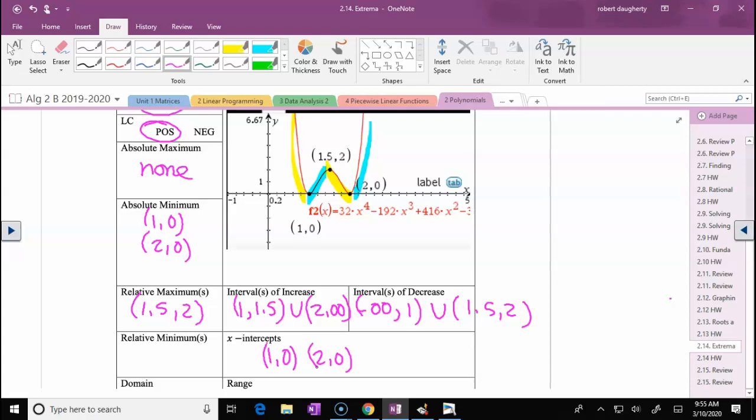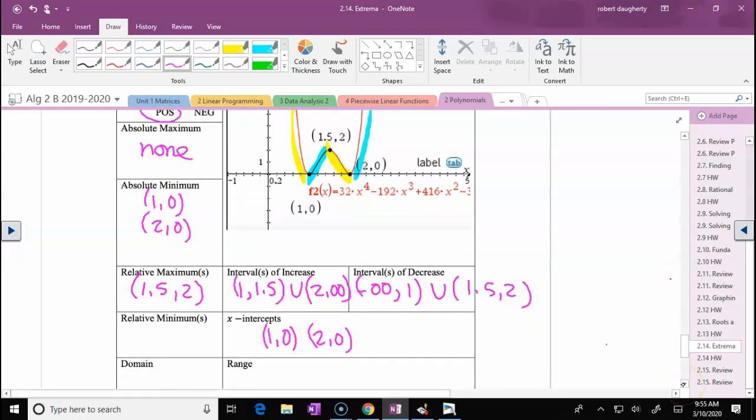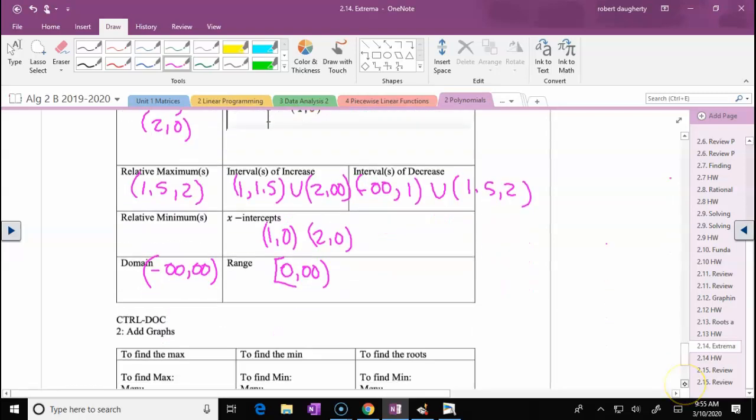Okay, what's the domain of this function? All polynomials, negative infinity to infinity. What's the range of that function? I travel on the y-axis. What is the smallest y value? Yeah, 0 to infinity is the range, and there's a bracket around that 0 because 0 is included with that particular graph. Okay? So that is it.